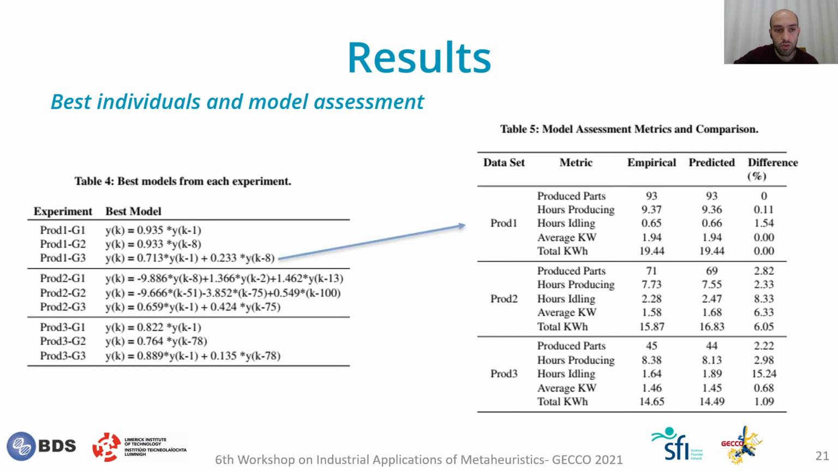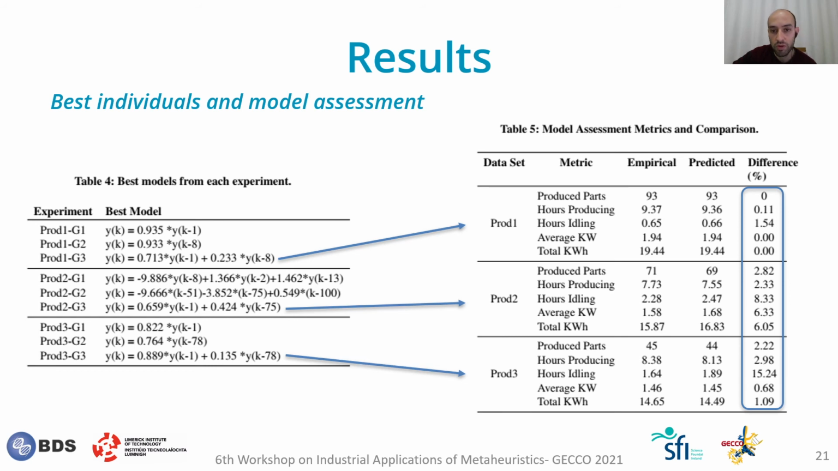And we can actually correlate, so the best models in all scenarios were actually using the grammar 3. And if we see the difference here between the empirical and predicted outputs, we can see that the difference is very low in percentage in pretty much every case, which confirms our hypothesis that GE was a good candidate for generating models for this problem.